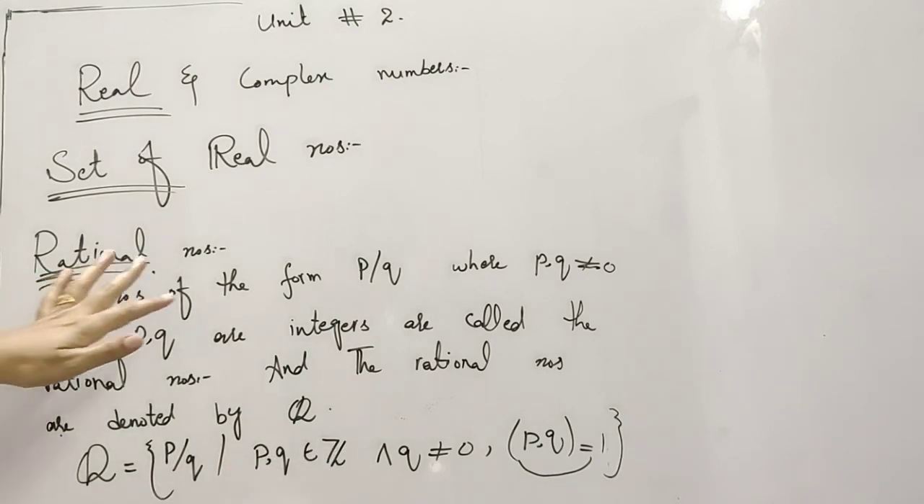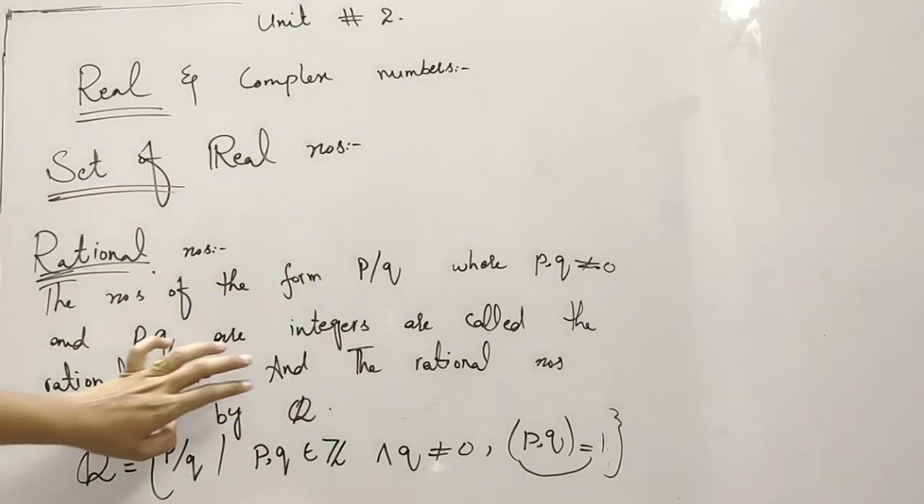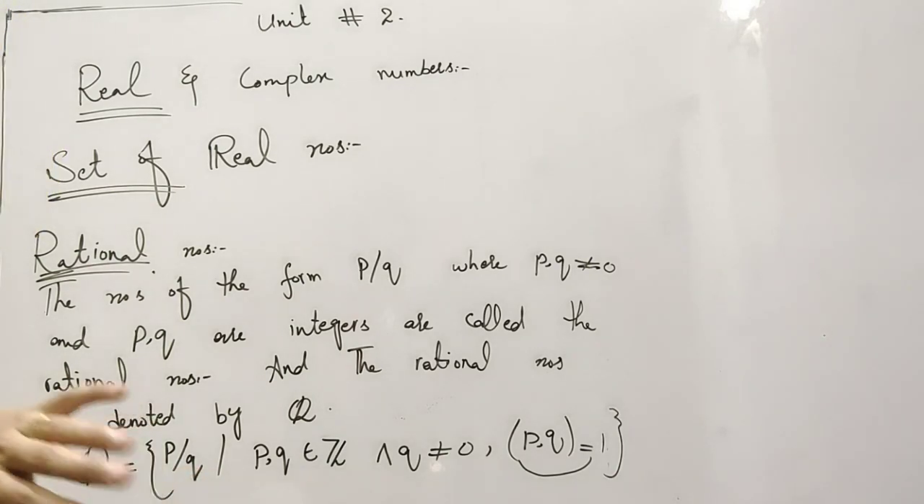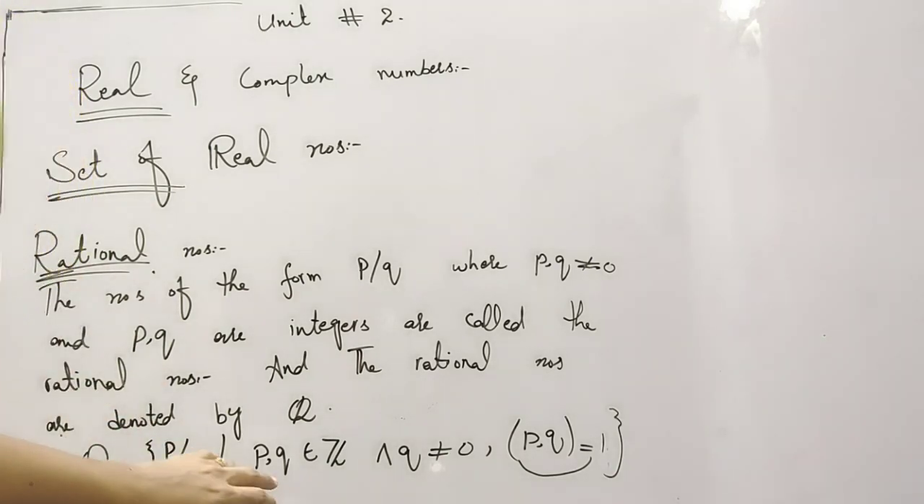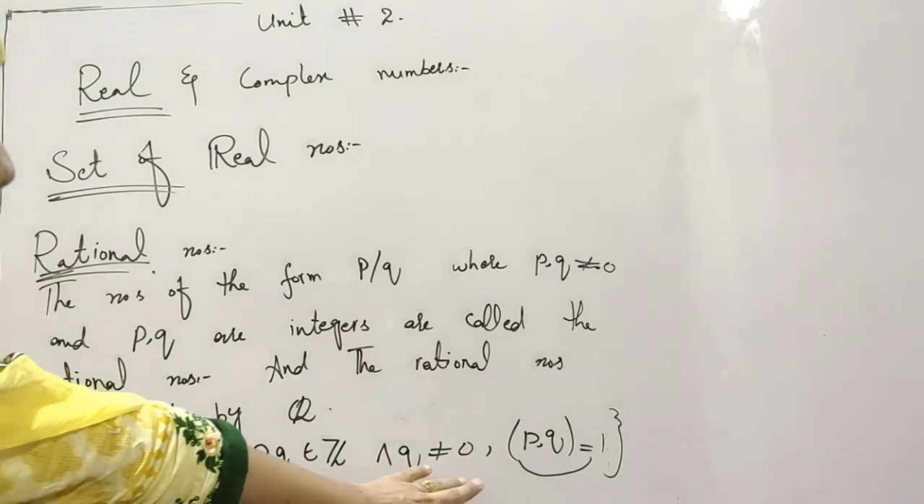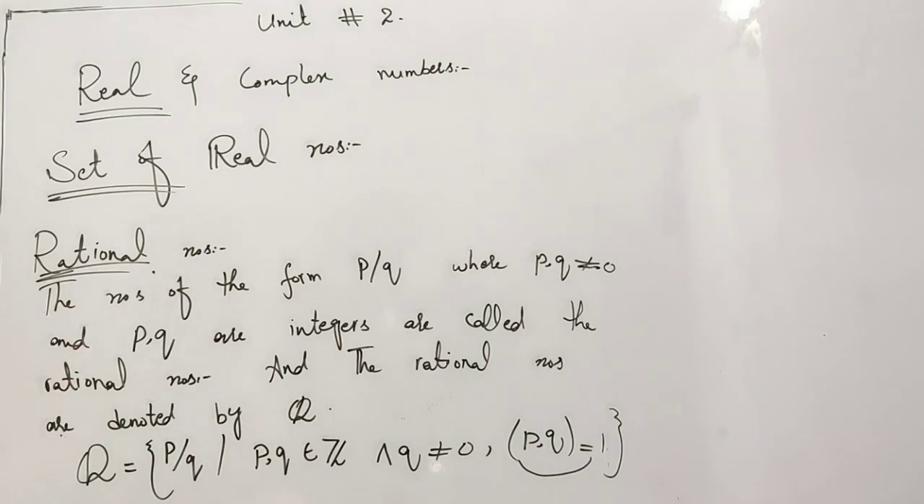So the numbers of the form p over q, where q is not equal to 0 and p and q are integers, are called the rational numbers, and the rational numbers are denoted by Q. The rational numbers are written in the form of p over q, where p and q belong to the set of integers and q is not equal to 0, and p and q should be relatively prime.